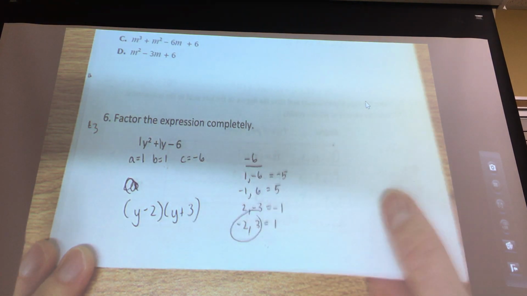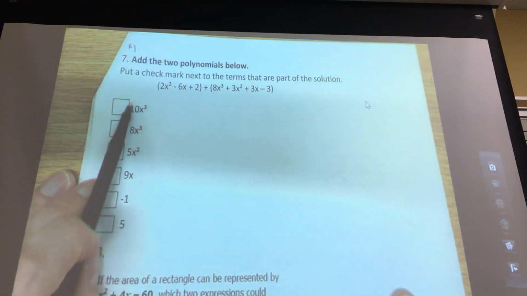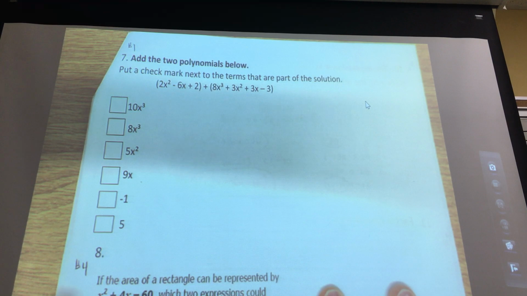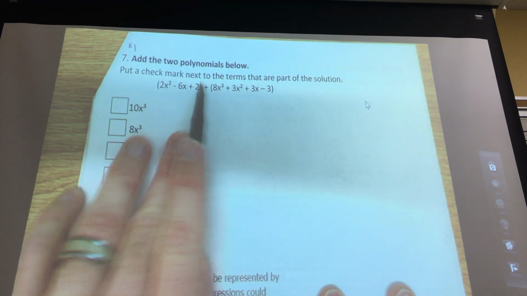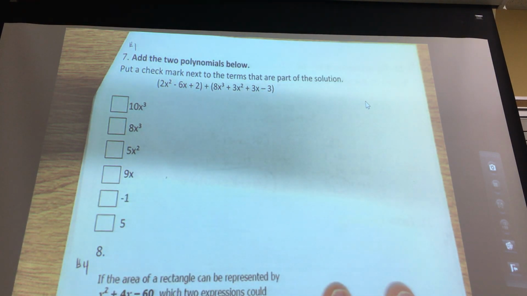All right, let's go ahead and flip that over. We're going to go to that next page. This is number 7 on summative A and number 1 on summative B. It says put a check mark next to the terms that are part of the solution. So the first thing we're going to do is go ahead and make a solution for this.